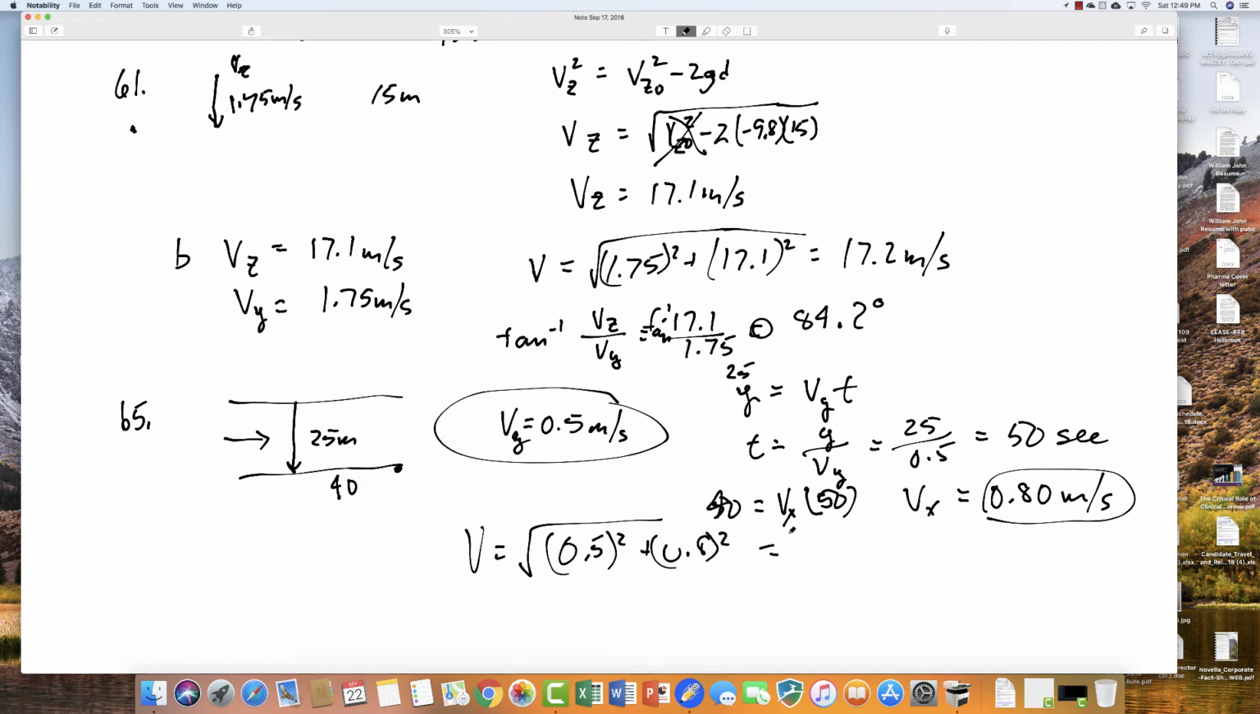And if you do that math, you get 0.9 meters per second, and the angle is going to be the inverse tangent of 0.8 divided by 0.5. So his angle is going to be 58 degrees downstream from directly perpendicular. So this angle right here is 58 degrees. And that completes this last part.